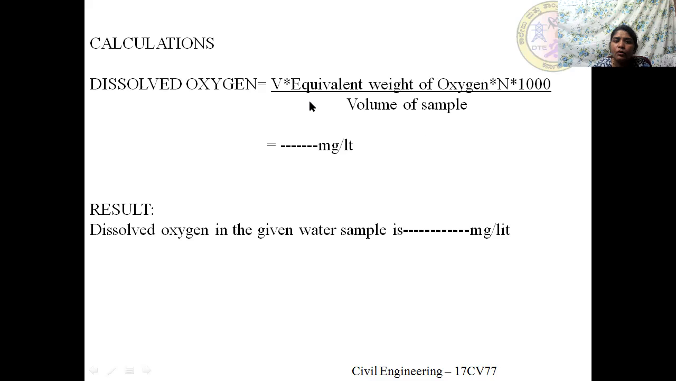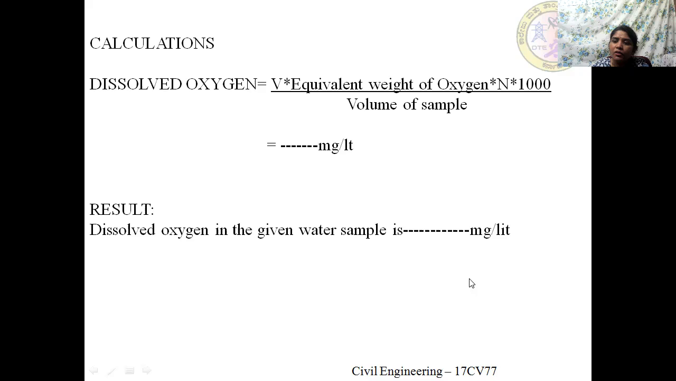So once you calculate the volume of titrant into equivalent weight of oxygen into normality, 0.025 normality, into 1000 divided by 203, you get the dissolved oxygen in mg per liter. You have to note down the result of dissolved oxygen as mg per liter. And finally, you have to compare with the standards where a permissible limit is 4 to 8 mg per liter. Minimum of 4 mg per liter is required for the survival of aquatic organisms.